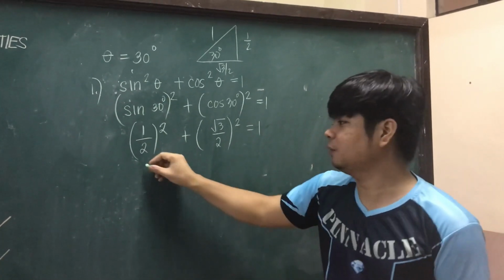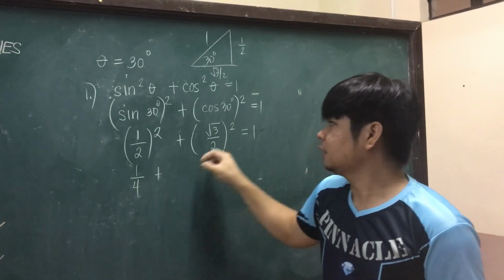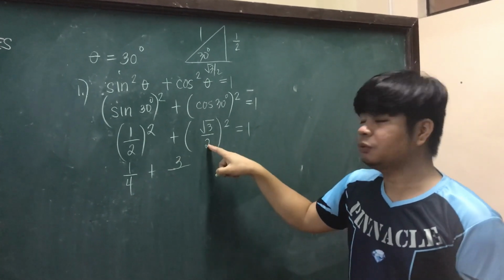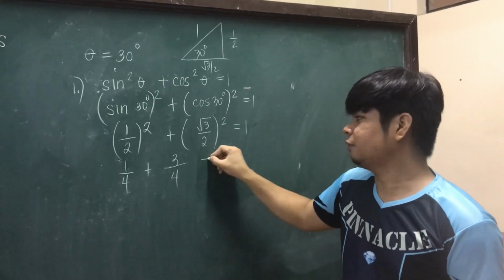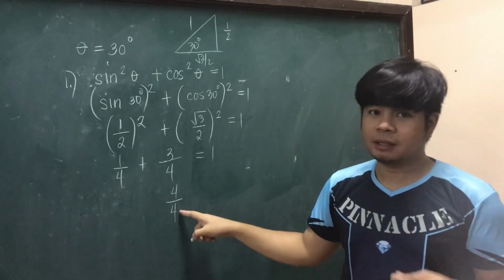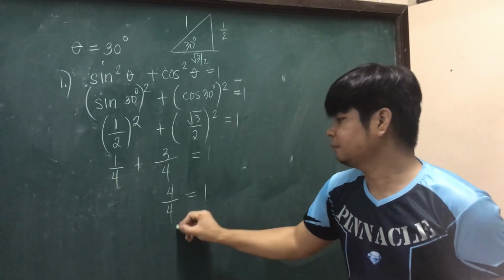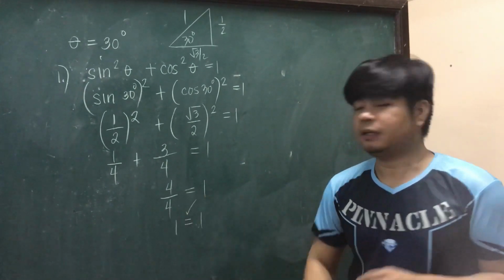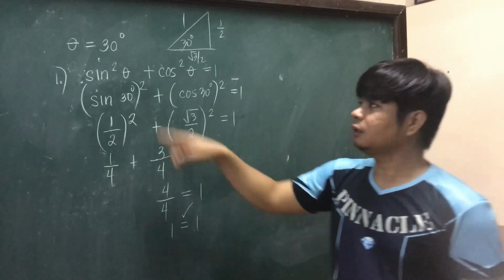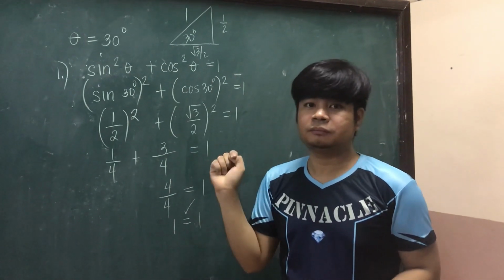Square root of 3 over 2, squared, is equal to... 1/2 times 1/2 will give you 1/4. The square of the square root of 3 is 3, and 2 squared is 4, so 3 over 4. 1 plus 3 is 4, similar fractions. See, they are the same. And that is true for all angles, provided that they have the same angle.